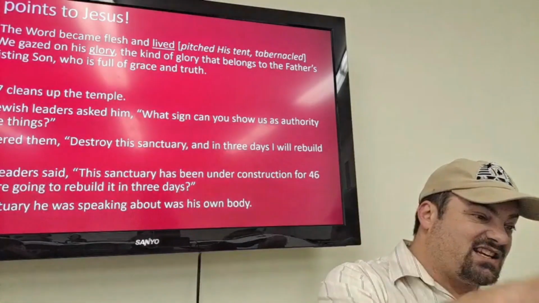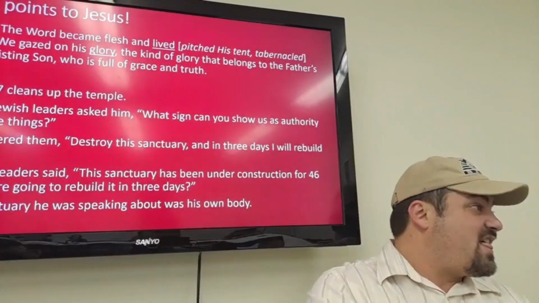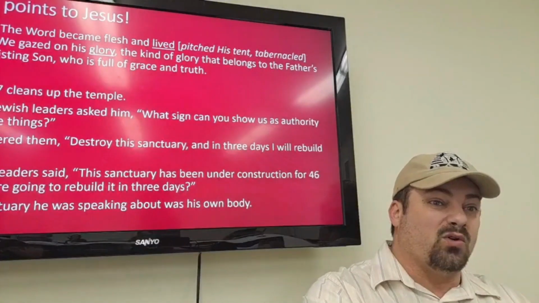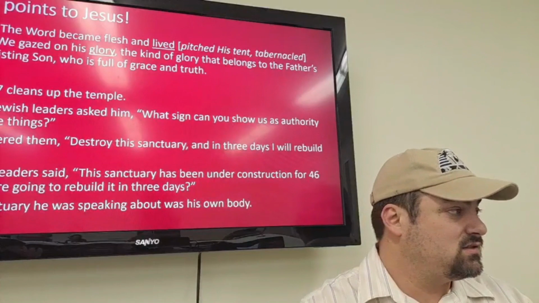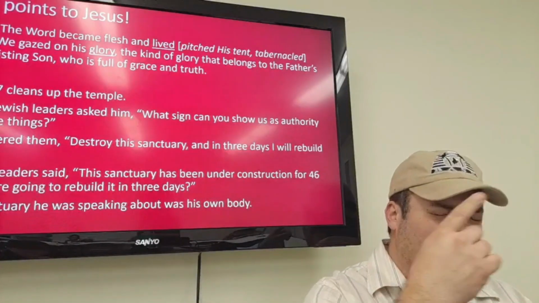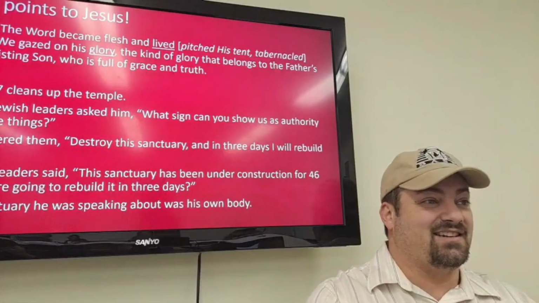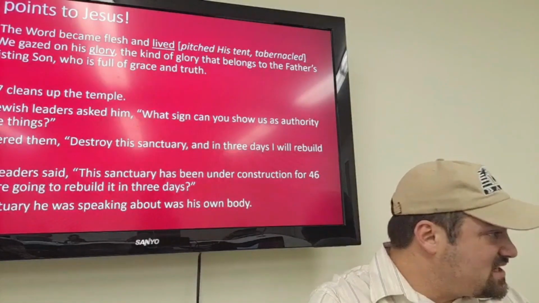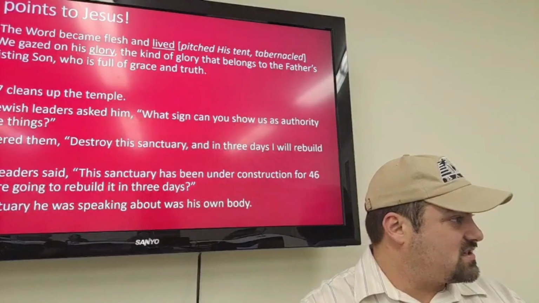Jesus literally connected with the religious leaders that the tabernacle and the temple were his body. And if you were looking at it, you were looking at him. Jesus makes the connection that he is the temple and tabernacle.